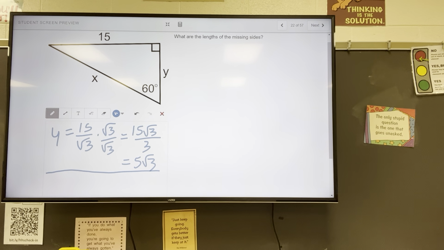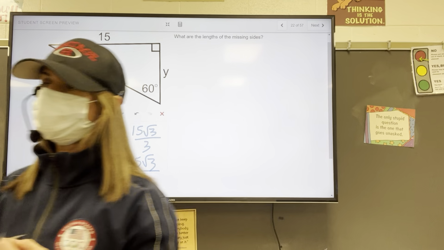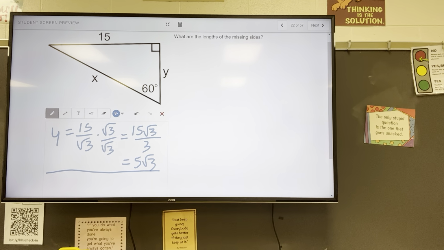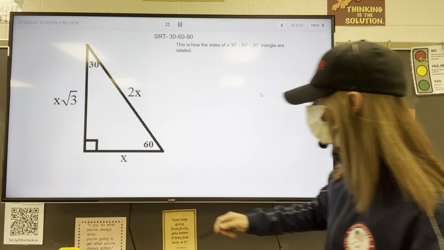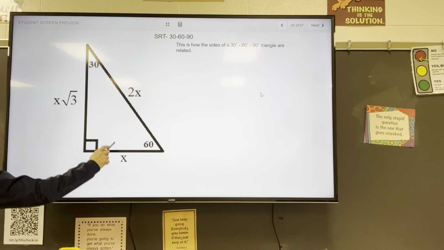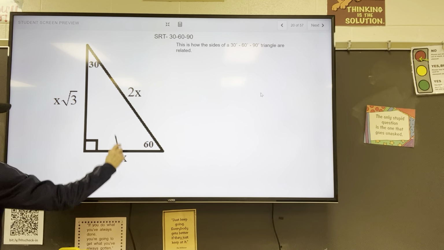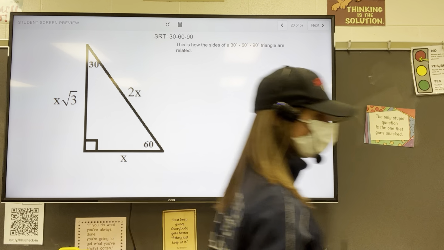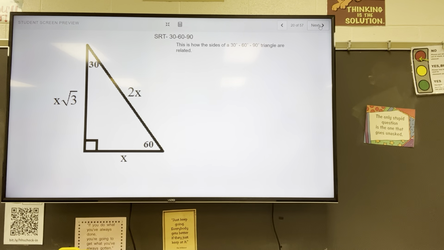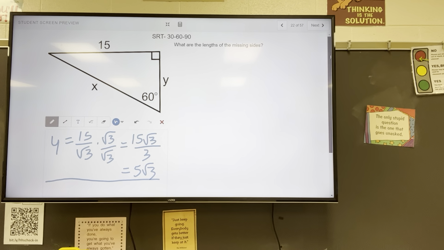X is a little easier because the relationship between the short side and the hypotenuse is what in a 30, 60, 90 triangle? Here's the short side. Here's the hypotenuse. What are we multiplying the short side by to get the hypotenuse? Times 2. This is only for 30, 60, 90 triangles. It's special.